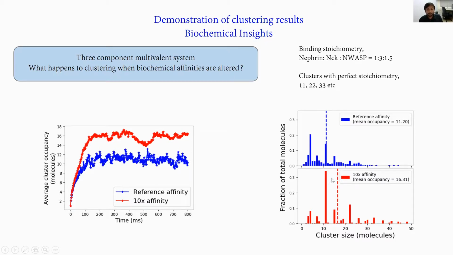So the underlying insight from this simulation is that as you increase the affinity, the binding stoichiometry is driving the cluster formation. If you have a very tight affinity, only clusters with this perfect stoichiometry will be favored. But if you have a lower affinity, then you can get a wider distribution of clusters. Okay, so that's the biochemical insight you get from this type of simulation.